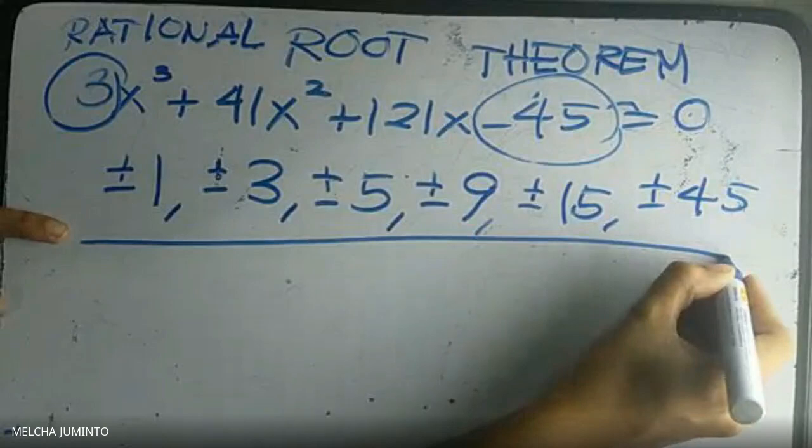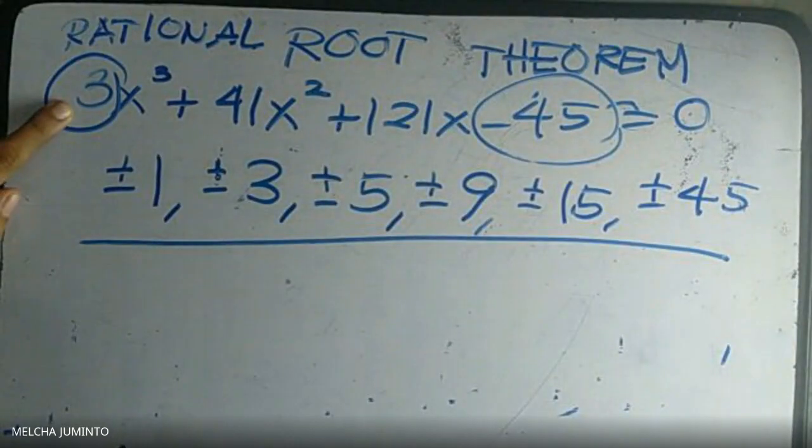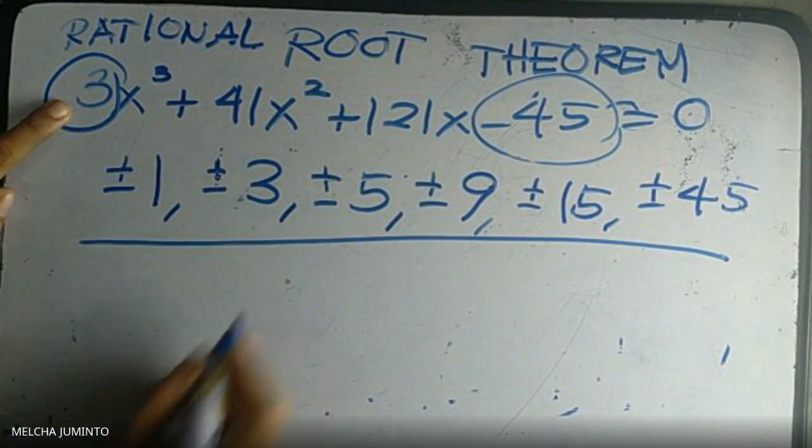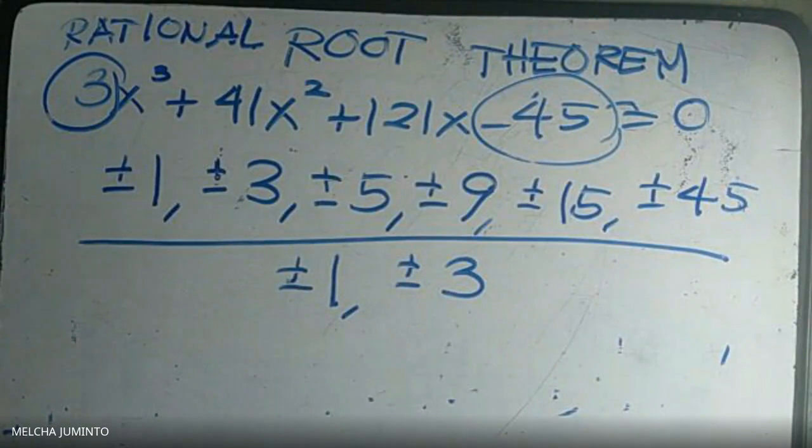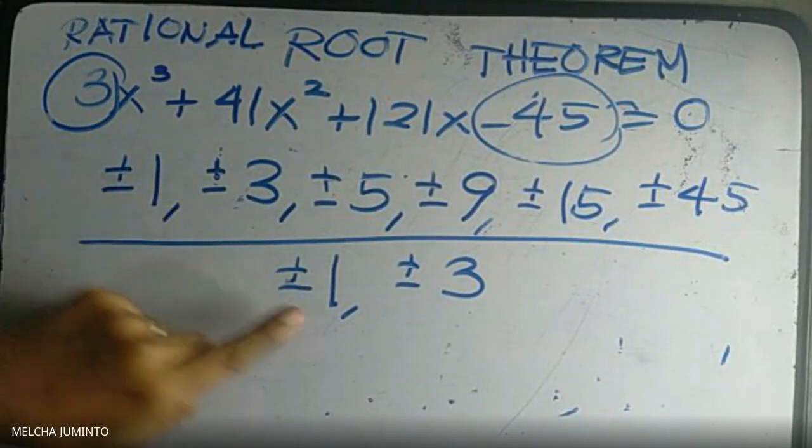Divided by 3, which is a prime number. It only has two factors, 1 and itself. Next step, we will now pair the numerator and denominator.